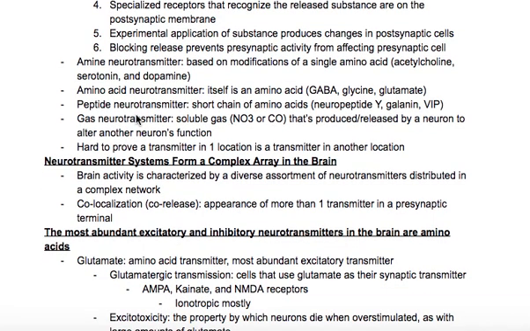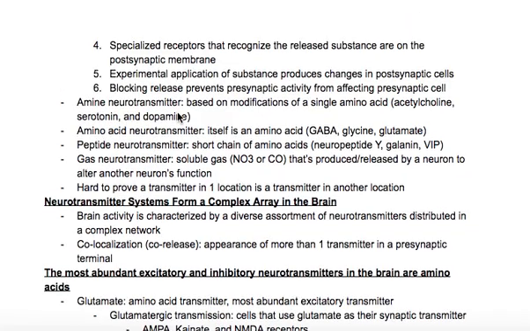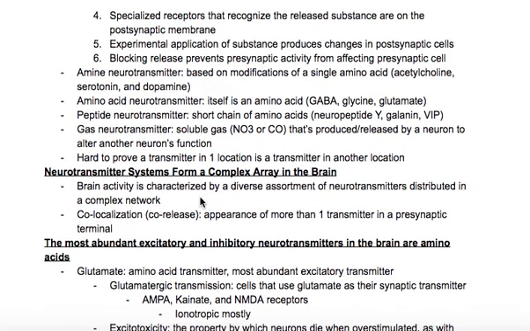Next are peptide neurotransmitters, which are a short chain of amino acids as opposed to a single one. These include neuropeptide Y, galanin, and VIP, in addition to others. And there are gas neurotransmitters, which are a soluble gas, usually nitric oxide or carbon monoxide, that are produced and released by a neuron to alter another neuron's function. It's hard to prove that one transmitter in one location is a transmitter in another location, though, for all the ones that are discovered, so that leads to the delay in the discovery of some neurotransmitters.